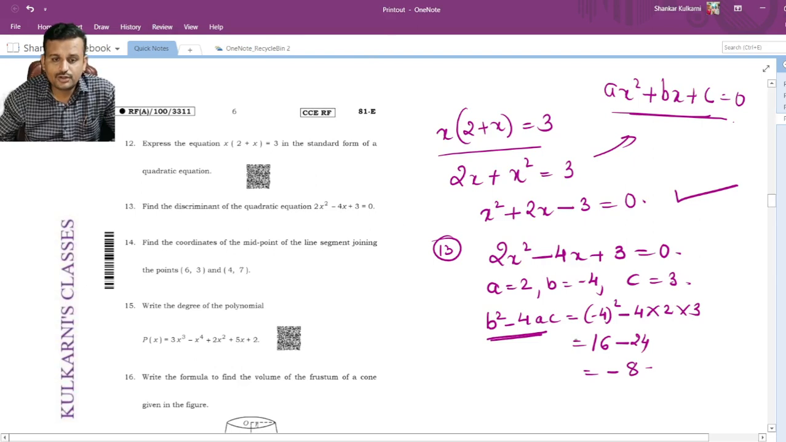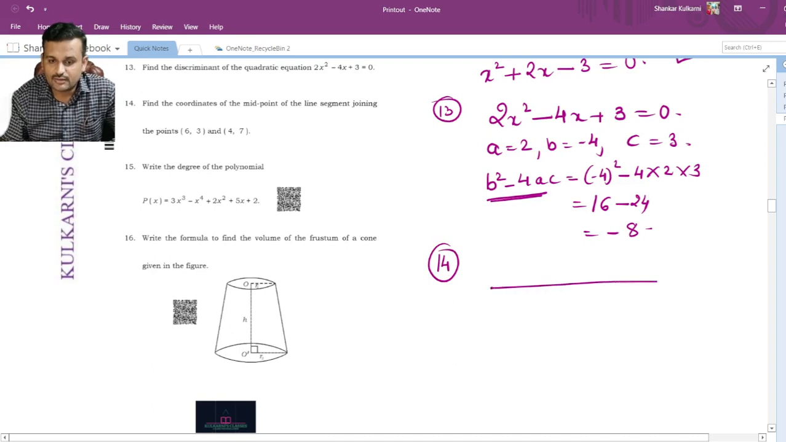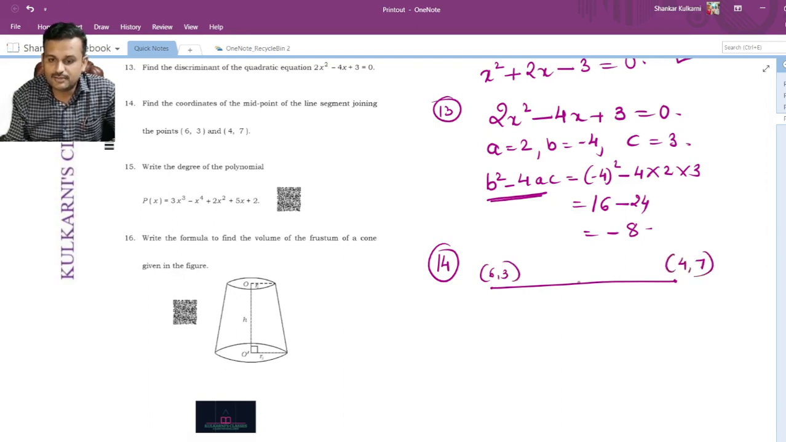When we are moving to the next question, we should go for finding the midpoint of the line segment. See, what is the 14th question? First understand all of it. The 14th question is they have given 2 points. The 2 points are 6, 3 and 4, 7. Now they are asking the midpoint of this line. So you know how to find the midpoint x, y. If you take this as a1, b1 and this as a2, b2.